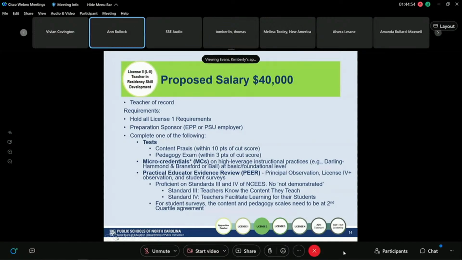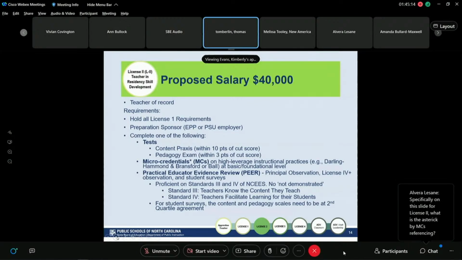I'll keep going. The other comment I had on this slide is if they're within 10 points of the cut score or within 3 points of the cut score, does that mean that they just roll on, or is there a place somewhere else in this model where they retake it, or are we going to lower our cut score? I didn't quite understand what that meant. Yep. So to advance to the license 2, if they're choosing the testing route, we're recognizing that they're close to the cut, and that's the advancement. In order to move to the license 3, you would have to meet the state board defined cut score.